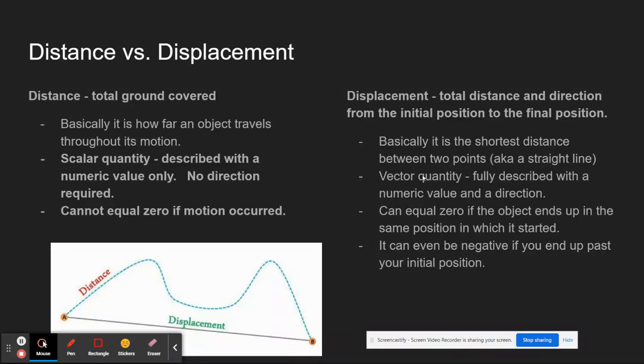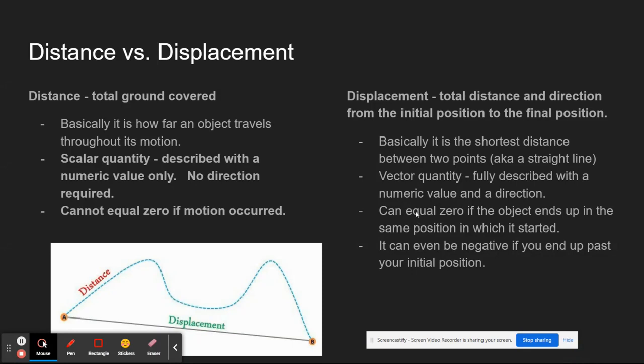Displacement, another vocab term you're going to know, is a vector quantity, which means not only do you have to know the numeric value of it, but you also have to tag a direction with it. So if I say something is a vector quantity, it has to have a direction and a numeric value attached. So you have to include the direction when you're talking about displacement.